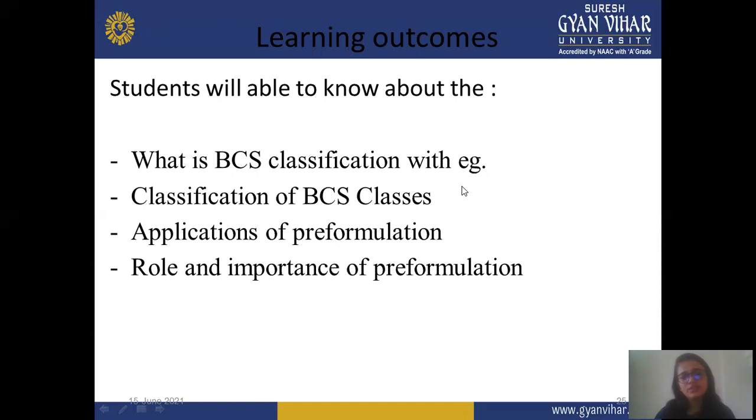And BCS classification is also important because it gives information regarding your drug, which type of drug is in which class. So according to the type of the drug, you can change your drug or select class 1, 2, 3, and 4. According to the requirement, you modify your formulation. This is all about learning outcomes. You should know complete information about these topics after this PPT.